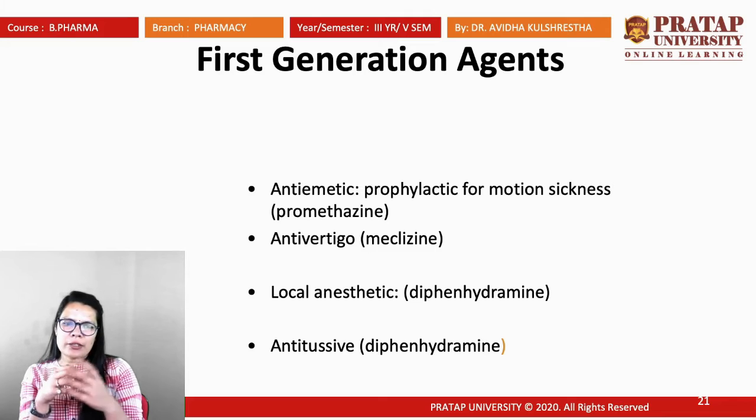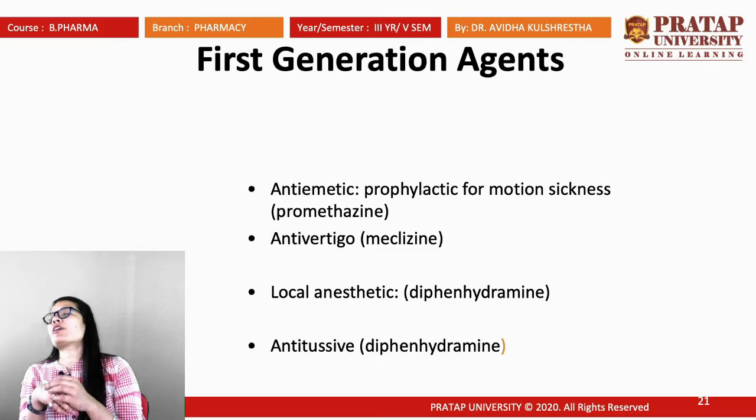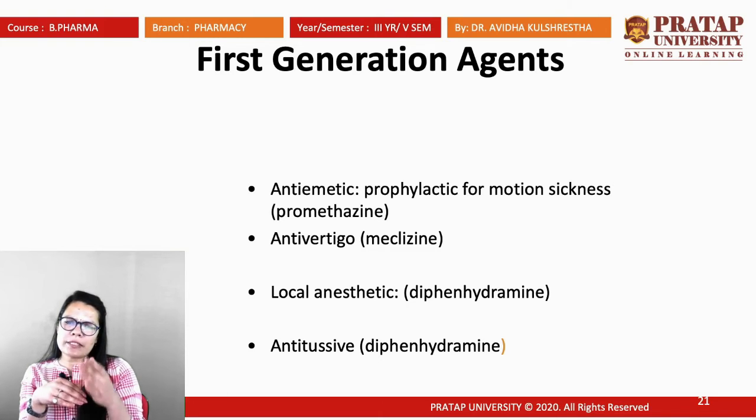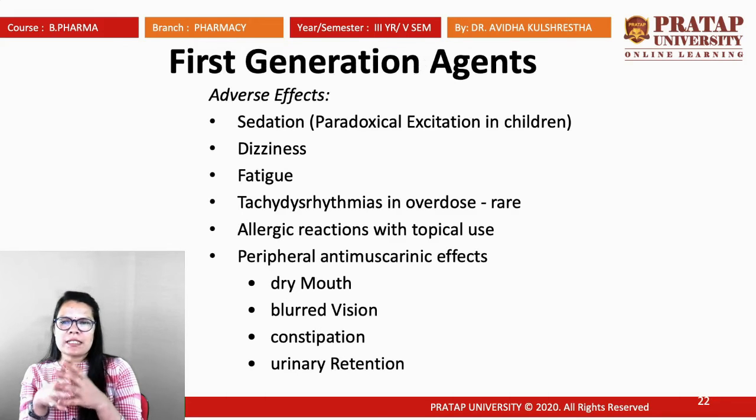As local anesthetics we can use diphenhydramine, that's Benadryl. Anti-tussive, diphenhydramine. These are the specific drugs which have some specific functions. Side effects: some dizziness, fatigue and sedation can be created, and dry mouth, blurred vision, constipation, and urinary retention can also be created.